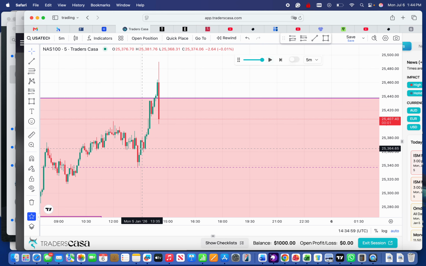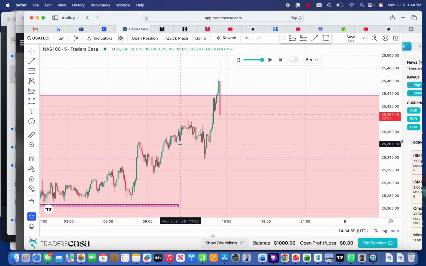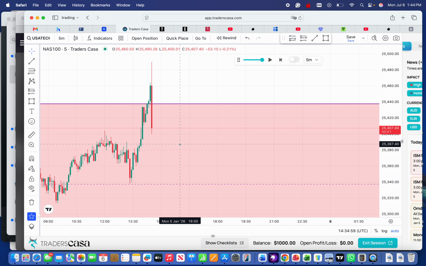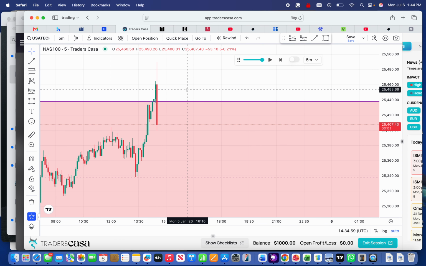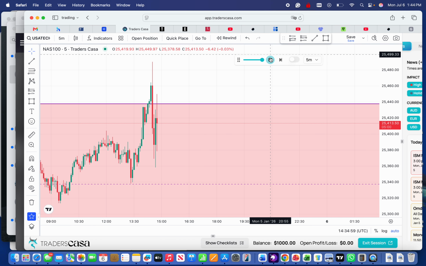Alright, as you can see, what did this do? This candle closed above this bearish gap. So, what does that mean? What does that make this? That makes this an inverse gap. So we would be looking for longs now to go higher. So let's continue to play this.